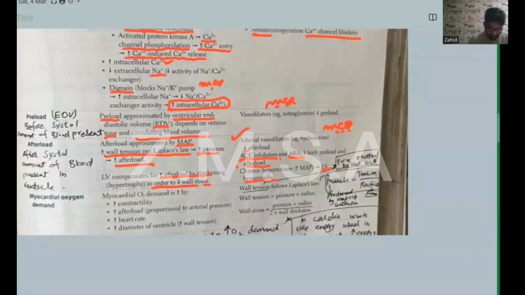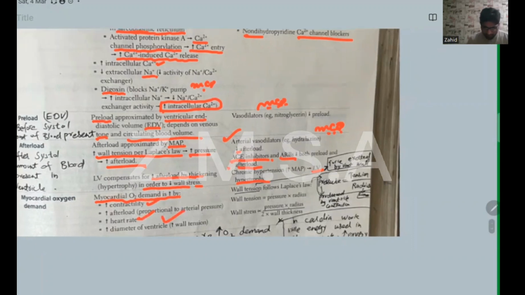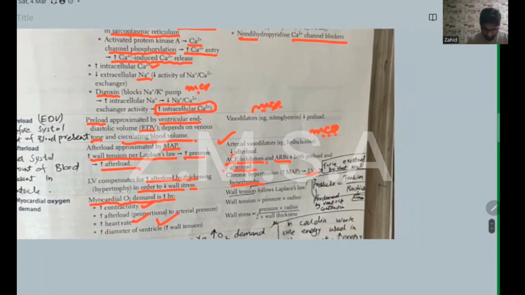Next, myocardial oxygen demand. Myocardial oxygen demand is increased by increased contractility, increased afterload, increased heart rate, and increased diameter of the ventricle. And this is also important. Wall tension follows Laplace's law. Wall tension is equal to pressure multiplied by radius. Wall stress is pressure multiplied by radius, divided by 2 multiplied by wall thickness. This is a formula we already discussed.